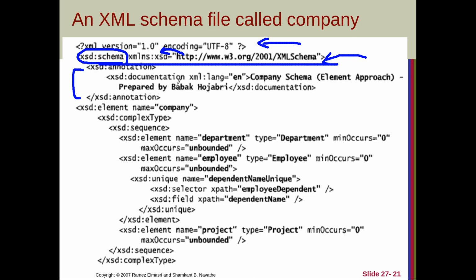xsd:documentation xml:lang equal to en, that is en means English. We are setting the language of this XML document as English. So xsd:documentation, by using the language English, I am writing the statement: company schema element approach prepared by Babak Hojabri. This is the comment. Then end of xsd:documentation, which is enclosed within xsd:annotation start tag and xsd:annotation end tag.